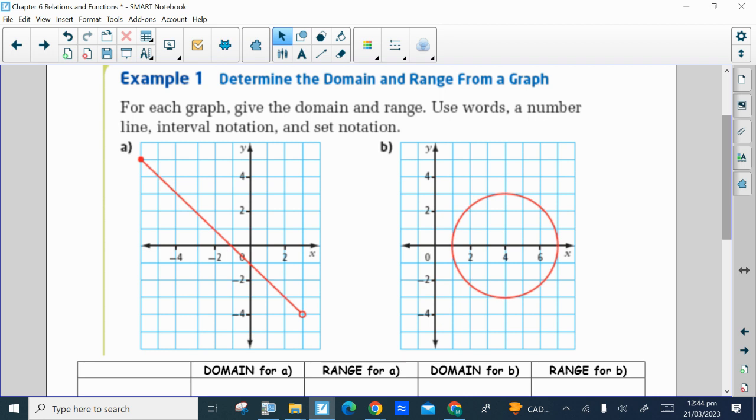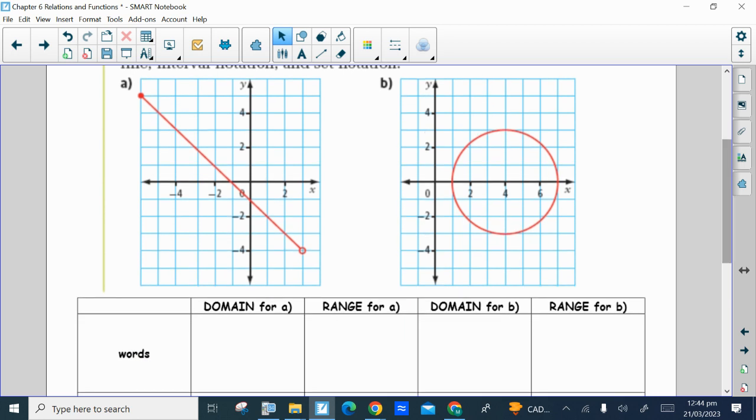So in this example, it says, give the domain and range. Use words, a number line, interval notation, and set notation for each. So for that first graph, if we want the domain, those are the x values. X values go left and right on a graph. So we want to know how far left the graph goes and how far right the graph goes. So we can use a couple different ways to help us do that. One of them is to actually draw a number line connected to this graph. If we want to know what the domain is, again, we want to know how far left and how far right the graph goes.